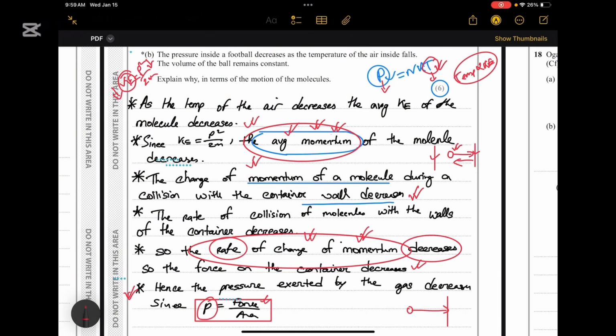Why did the force decrease? Because force is equal to the rate of change of momentum. We know force is equal to mv minus mu divided by time taken. If this rate of change of momentum has decreased, then the force will also decrease, and if the force decreases, then the pressure also decreases. So we are done with the 6 points.